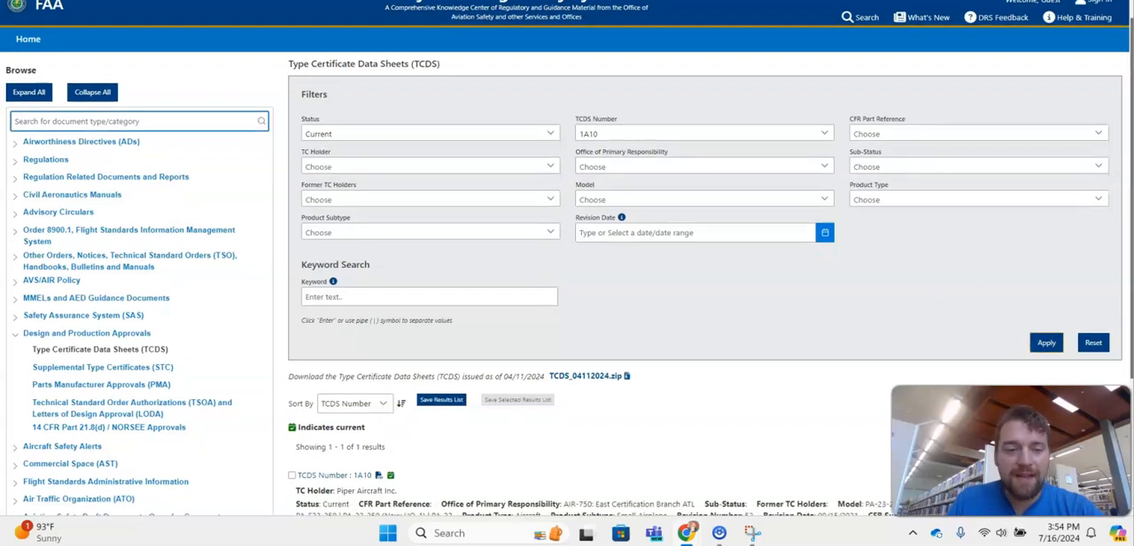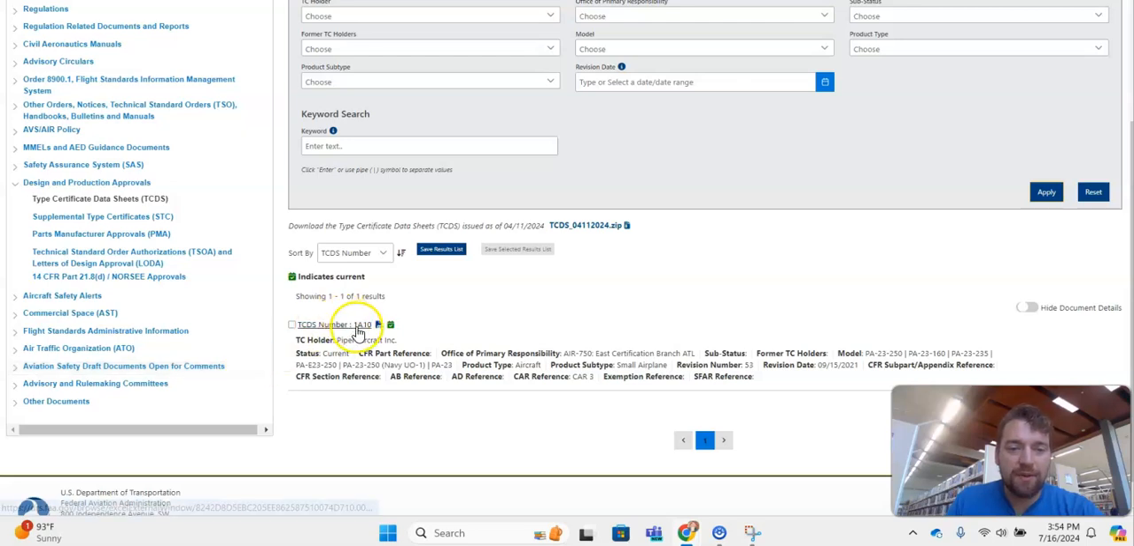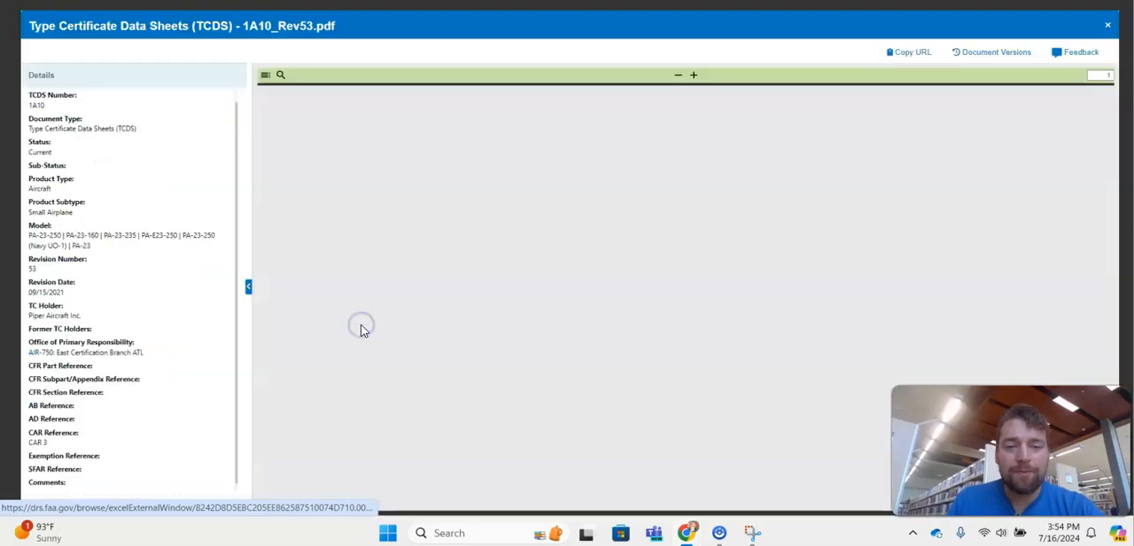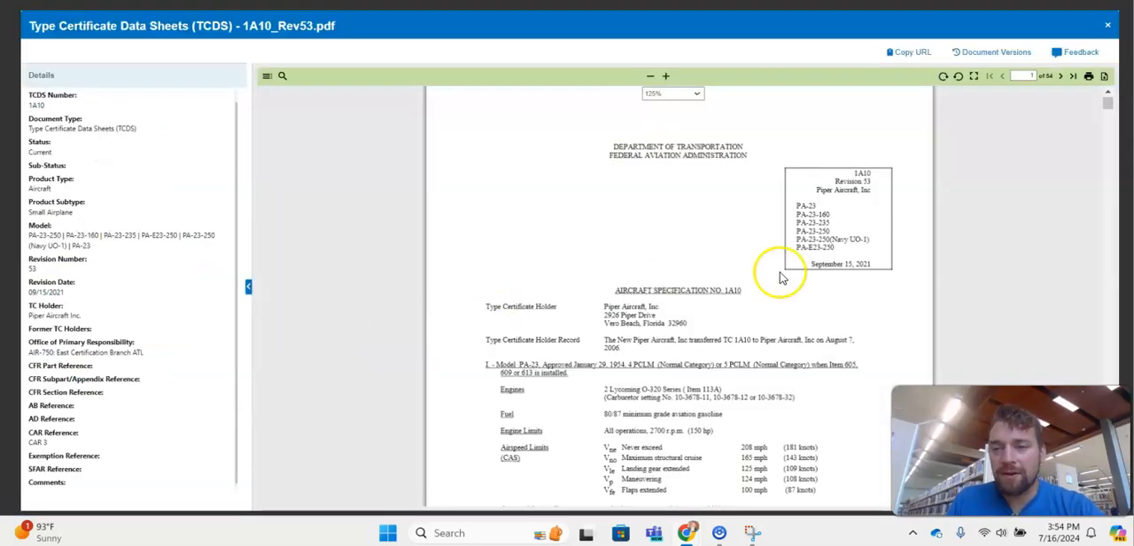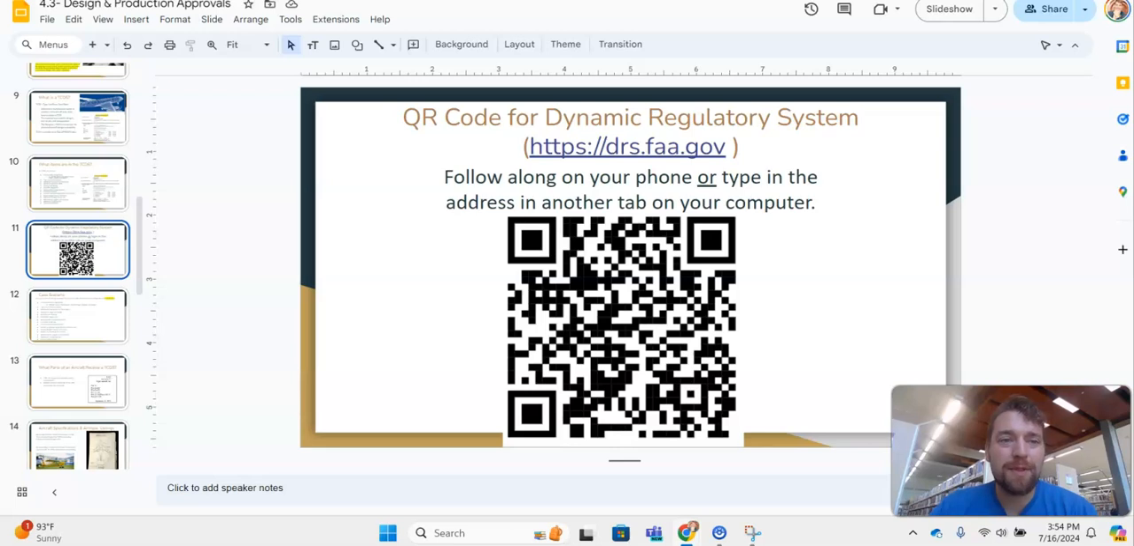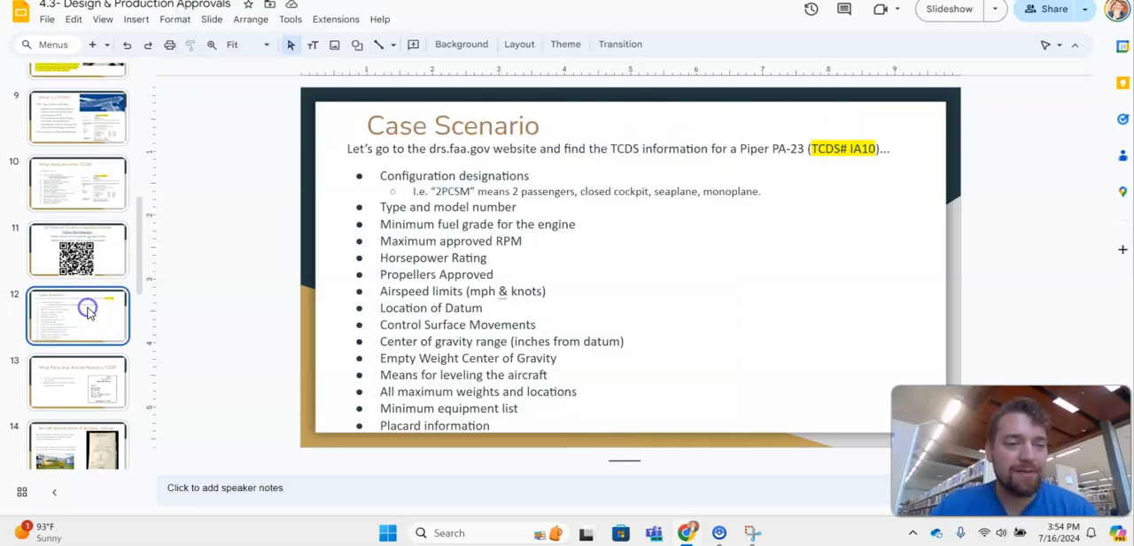What ends up happening is that the TCDS for the 1A10 appears, which is the Piper aircraft, and there's a couple things that you're going to notice. Right off the bat, there are multiple aircraft that are authorized under this TCDS. It's not just the PA-23. You have PA-23-250, PA-23-235. There's multiple similar aircraft that can be under a similar TCDS. Now, let's take a look at some of the things that we mentioned in the previous slide.